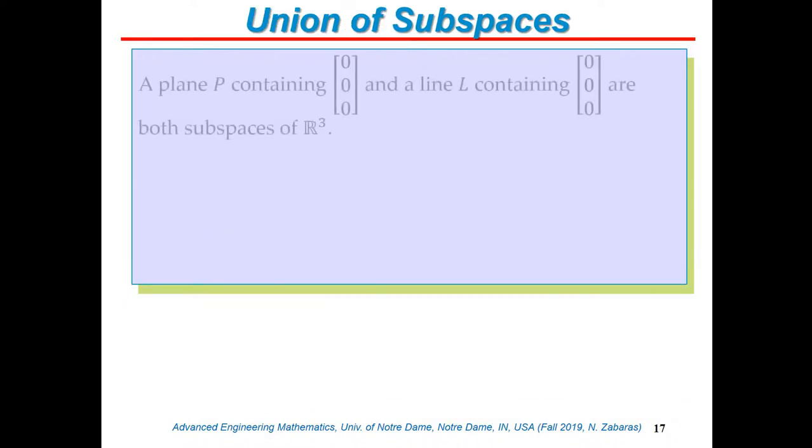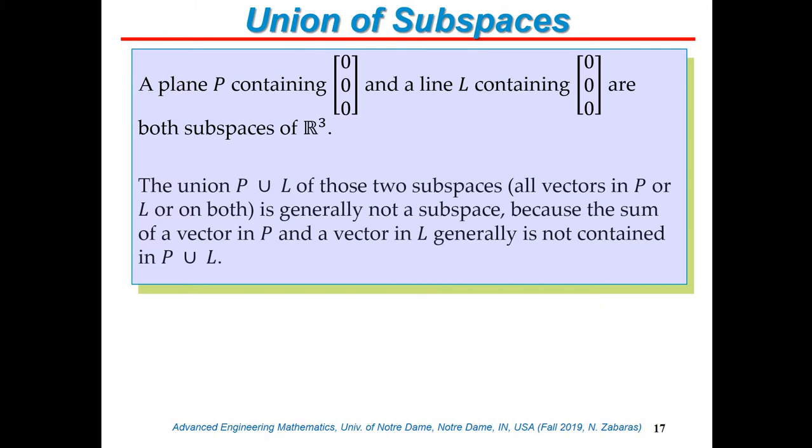All right, so let's discuss a little bit about the union of subspaces. Let's say that we are in R cube and we consider one subspace to be a plane that passes through the origin and the other subspace being a line that is passing through the origin. Let's take the union of these subspaces. The union of two subspaces is all vectors that are either in the plane P, or in the line L, or in both P and L, okay?